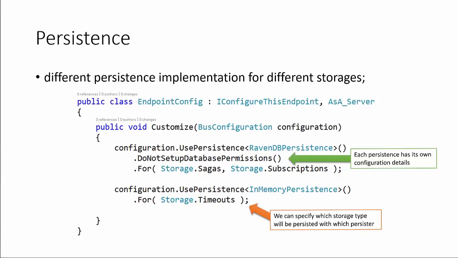And then we can call the For method, passing in a list of enum values saying I want to use the above persistence, the RavenDB one, for sagas and for subscriptions. And then we are telling NServiceBus to use the in-memory persistence for timeouts. So we can take control over each specific setting. And for example, at the RavenDB persistence level, what we can say is use this document store instead of your own built-in one for sagas.